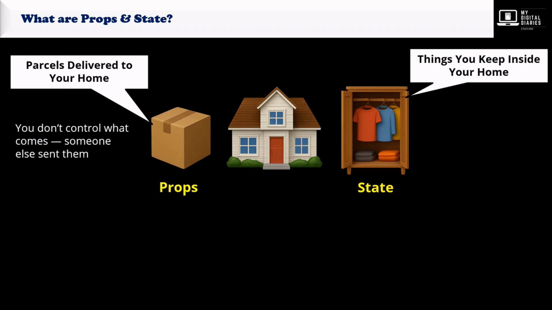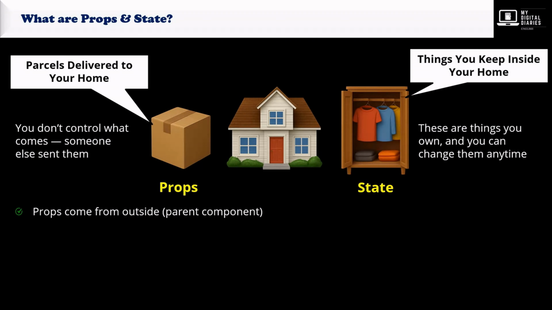On the right hand side, we see a wardrobe with clothes. This represents the state. These clothes belong to you. You can change them, you can rearrange them, you can replace them anytime, and these are the things you own, you control, and you can change anytime. Similarly, in React, state is fully owned by the component. You are free to update it. Let's go into more detail about props and state.